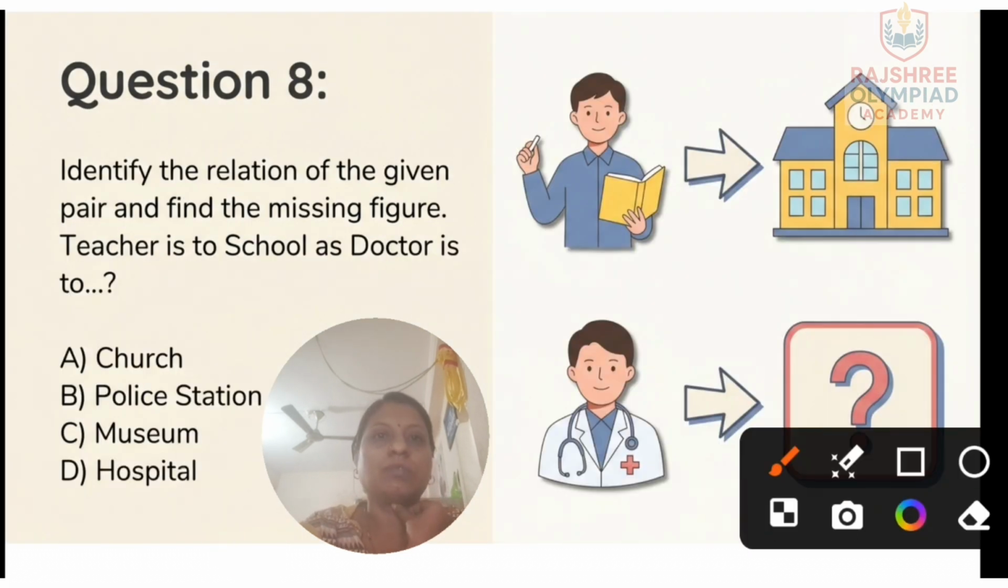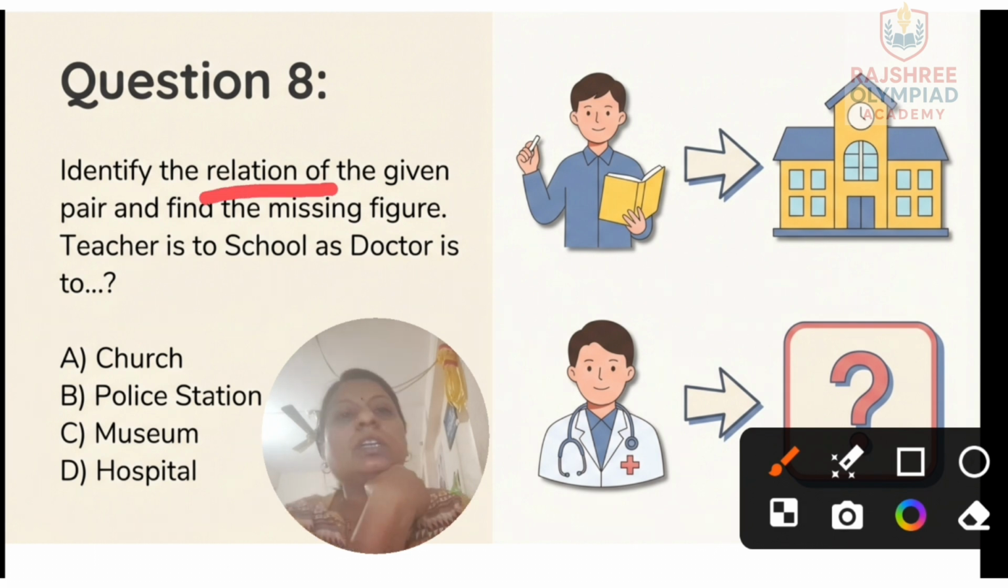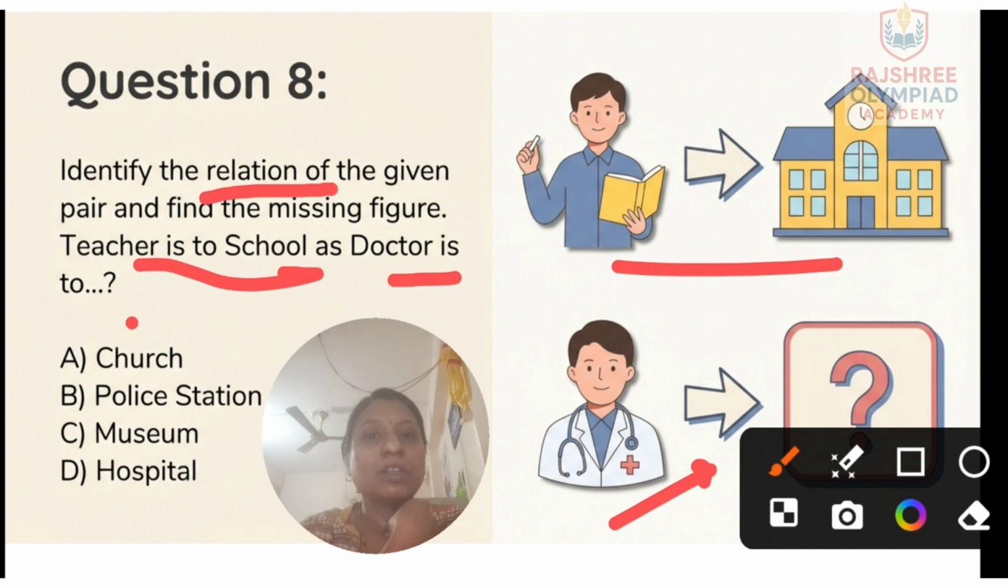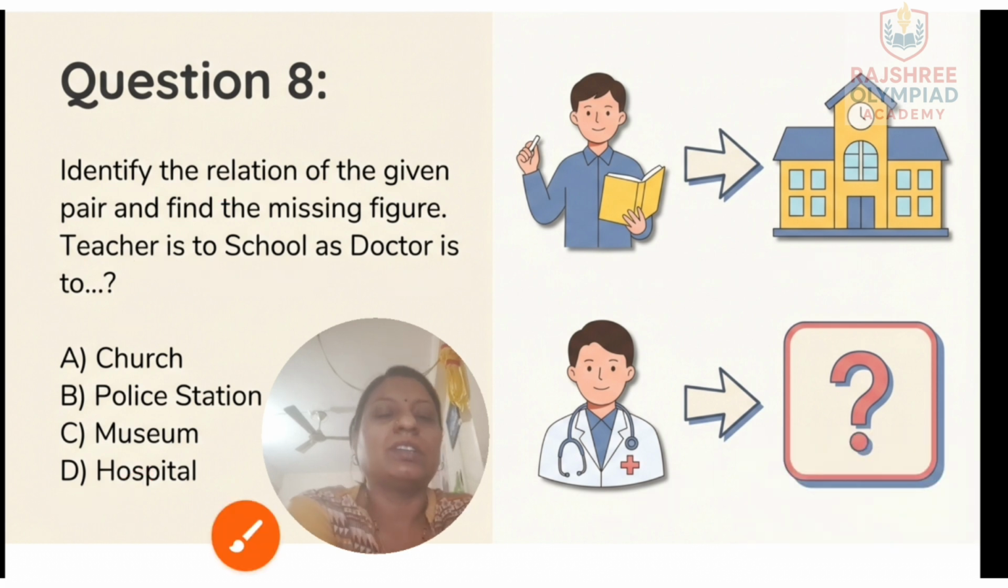Identify the relation of the given pair. This is a question about relationship. Teacher is in the school. So as doctor is too, where? In hospital. Which is the option? Option D is our answer. Same, pause the video, read the question, and solve yourself.